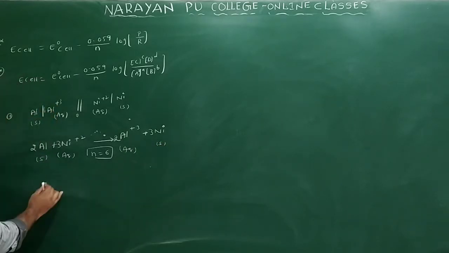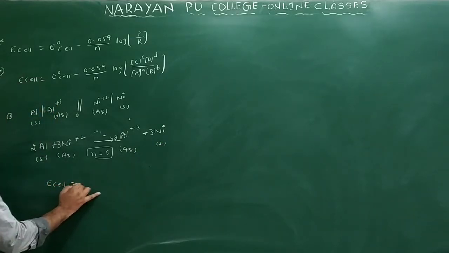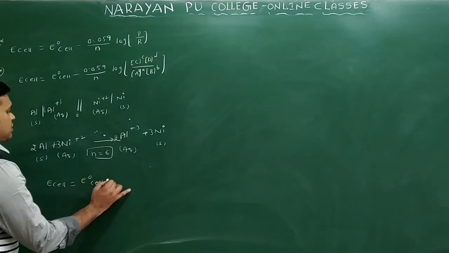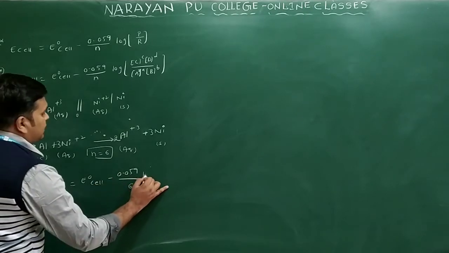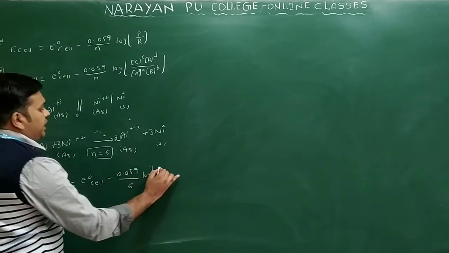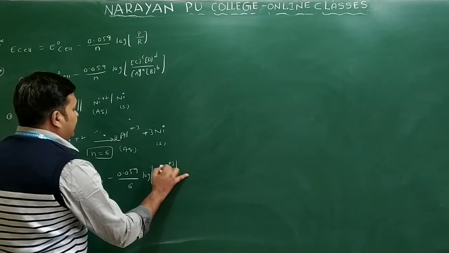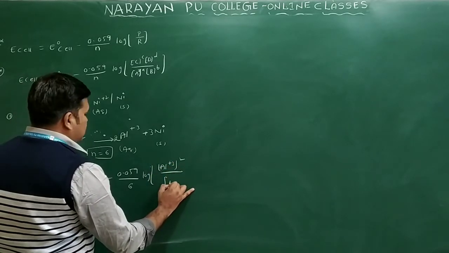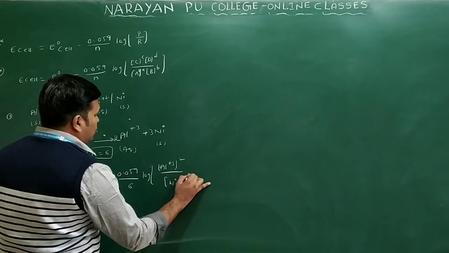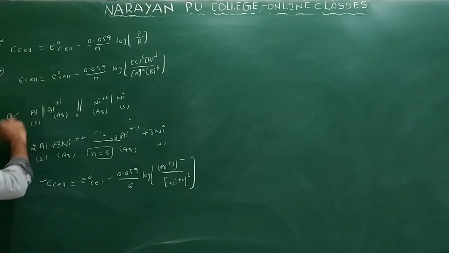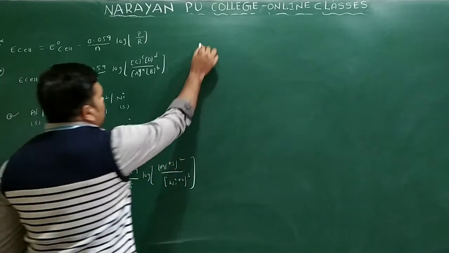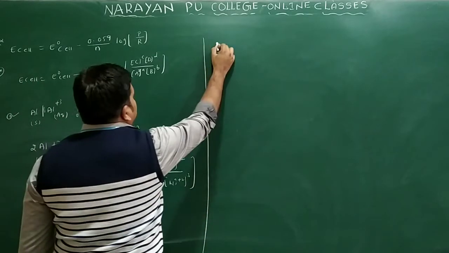Now we can write the expression: E cell is equal to E naught cell minus 0.059 by n, with n equal to 6, into log of the concentration of Al plus 3 whole square by the concentration of Ni plus 2 whole cube. I already told you the stoichiometric coefficients come as powers. So this is the Nernst equation for this cell reaction. Clear?